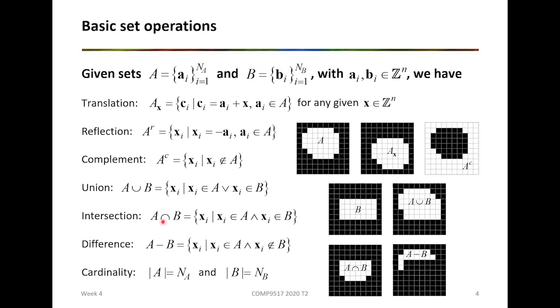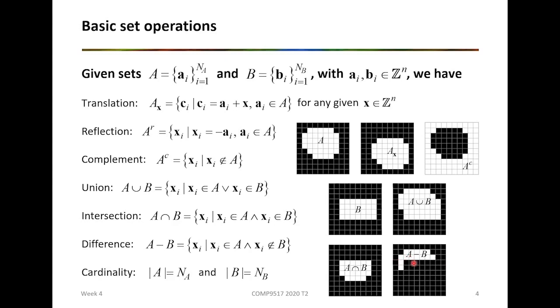Some examples. If this is the set A, so all the white pixels are the object pixels, a translated version could look like this. It has exactly the same set of coordinates except that they are shifted to another location. This is an example of the complement of the original set A. And if this is set B, then for example, the union would be this. All the pixels that are either in A or in B or in both. This would be the intersection, and this is the set difference of A and B. All the pixels that are in A and not in B.